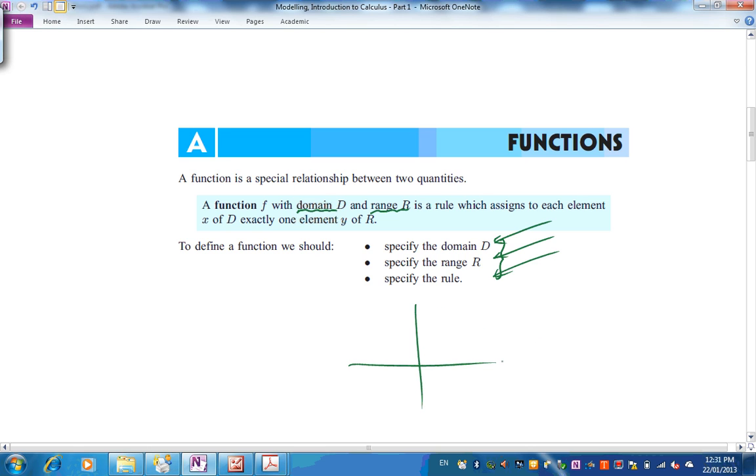Let's say we've got y equals x squared, or something like that. Want a better graph? Use technology, mate. Okay, so this is y equals x squared.